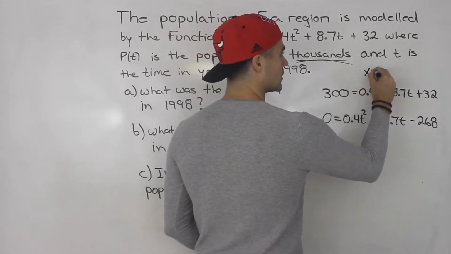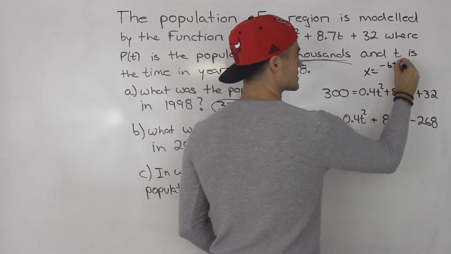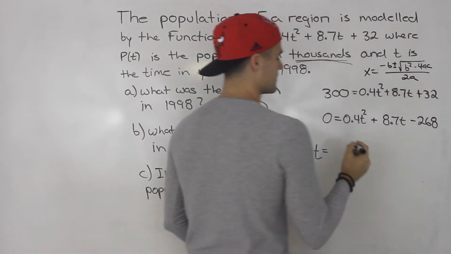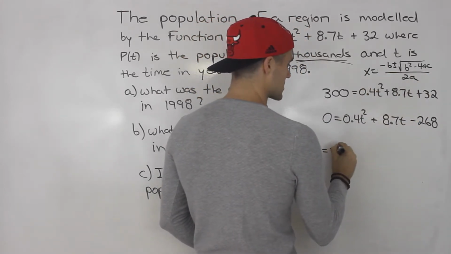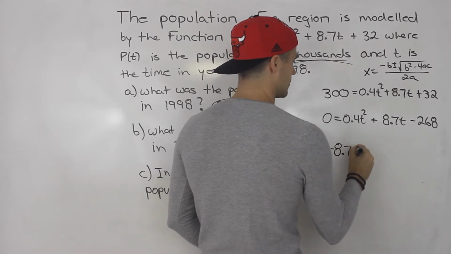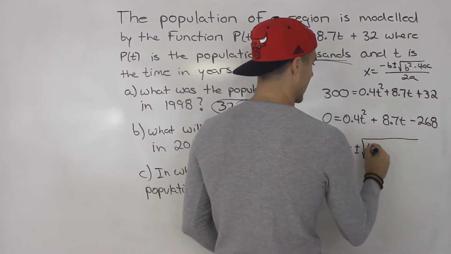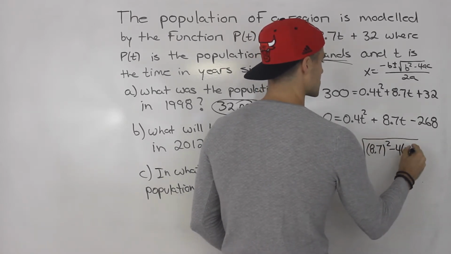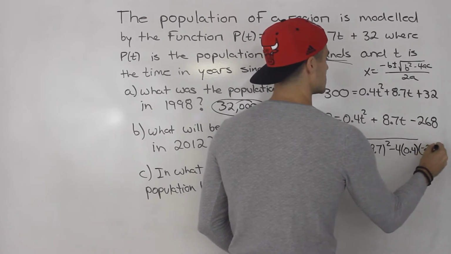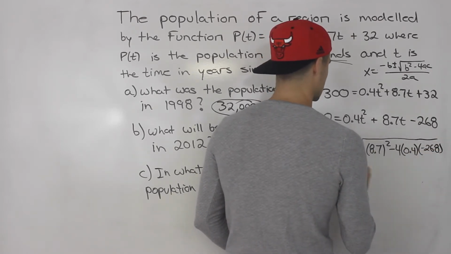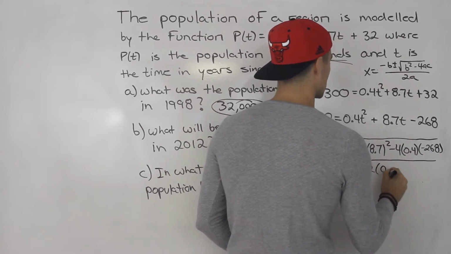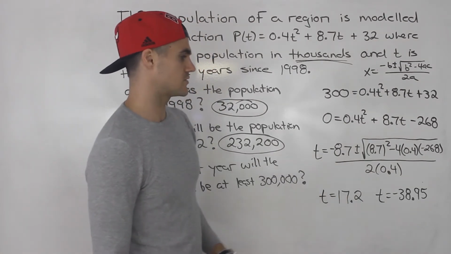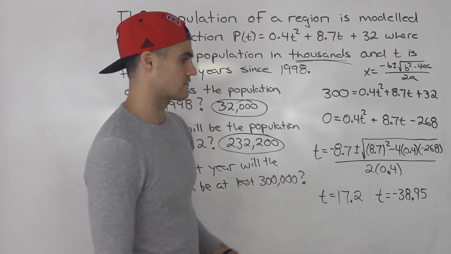If you remember, quadratic formula in general is what? Negative b plus or minus the square root of b squared minus 4ac, all over 2a. So negative b, so negative 8.7 plus or minus the square root of 8.7 squared minus 4 times a, which is 0.4, times c, which is negative 268. And this is going to be all over 2 times 0.4. And when you do that in your calculator, you'll get these two values here. So 17.2 and negative 38.95.